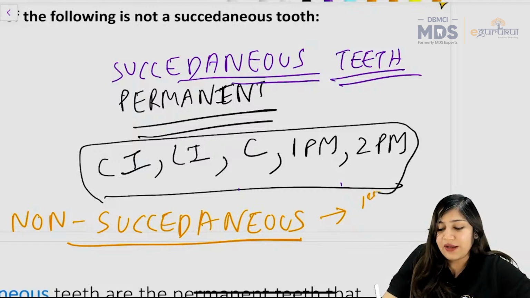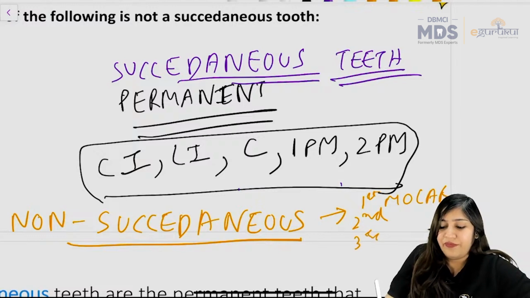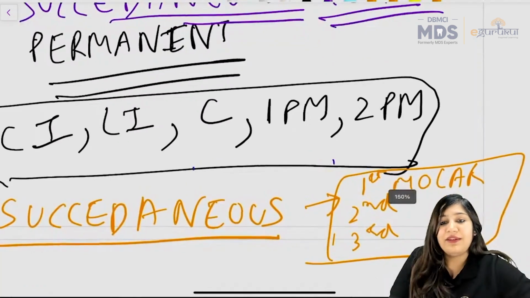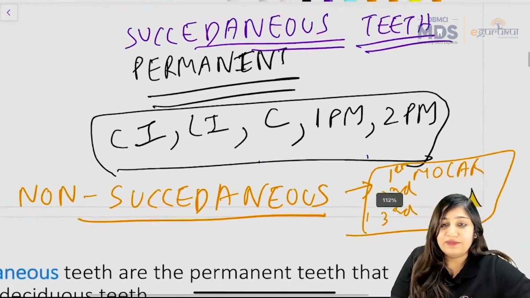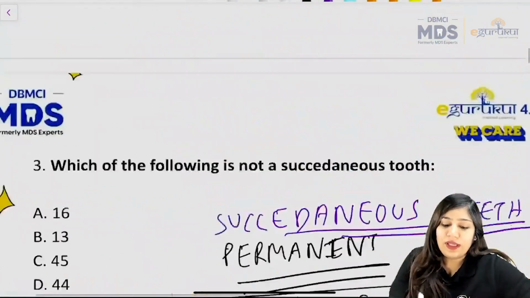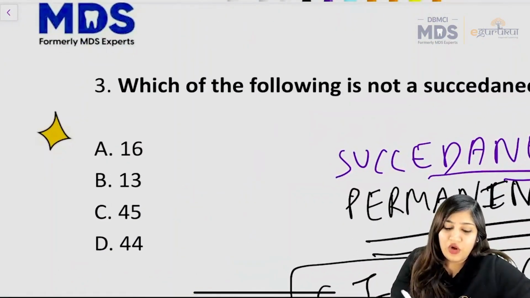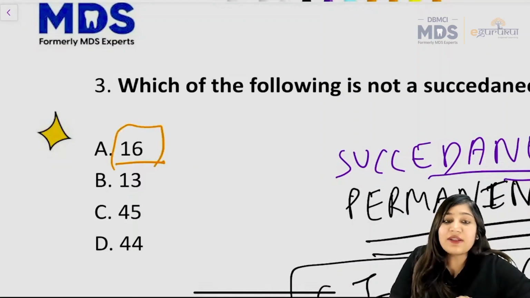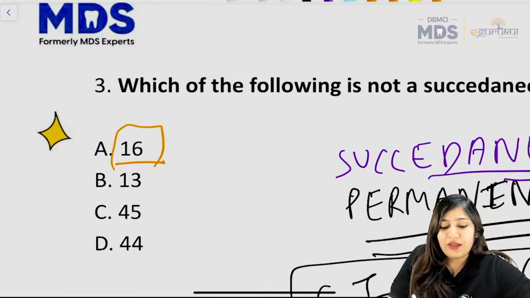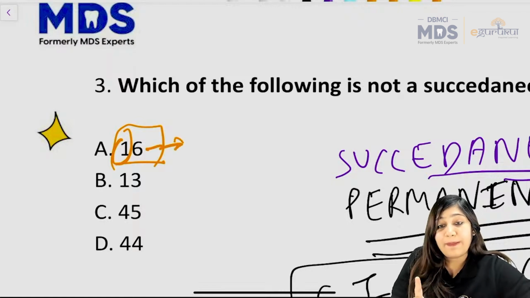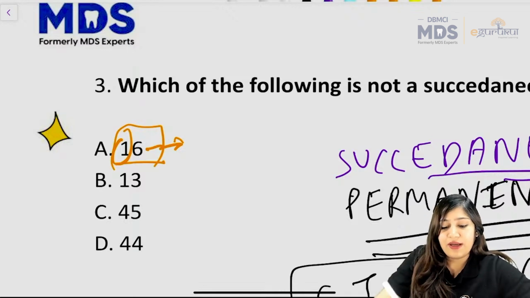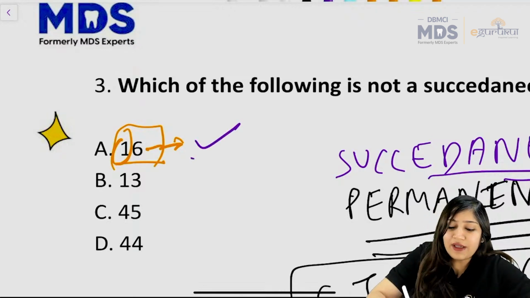First molar, second molar and third molar. All the three molars are non-succedaneous teeth. So in this question, options are 1, 6. So this is obviously our correct answer. 1 represents the quadrant number and 6 represents the tooth number. So it is our first molar, permanent maxillary right first molar. So this is our correct option.